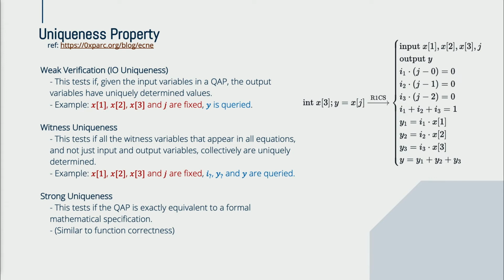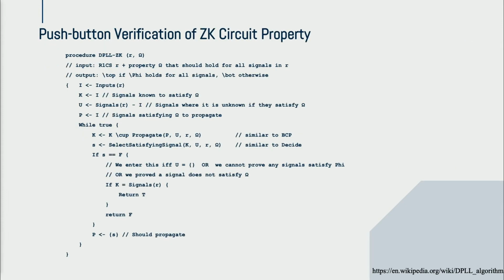And then, in addition to uniqueness, you can also verify other properties such as equivalence between circuits. What we are doing here is actually a customized decision procedure. I'm just going to give you the high-level idea, because the actual algorithm takes four or five pages. You can think of it as a DPLL style, but customized for ZK.